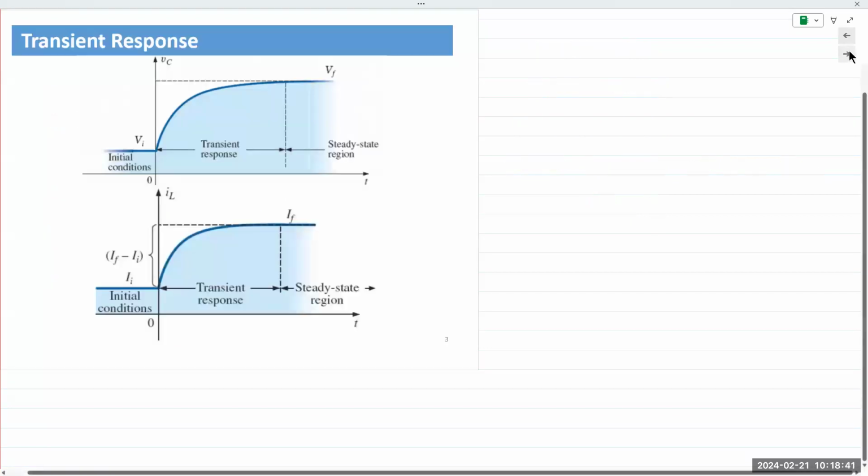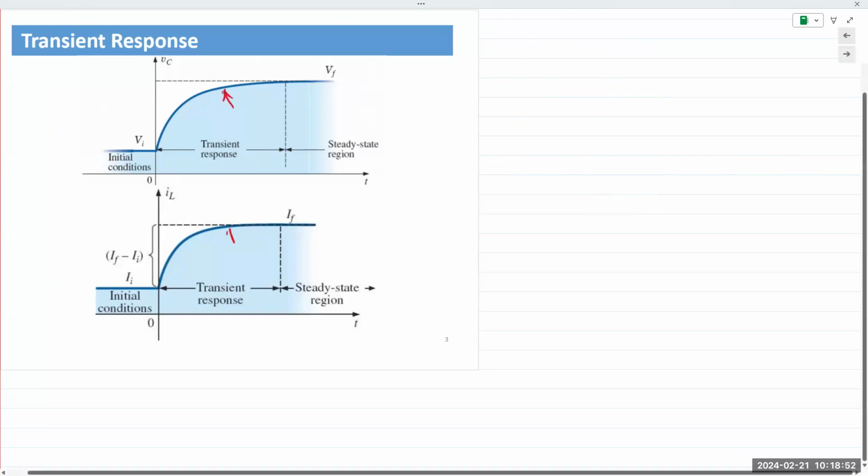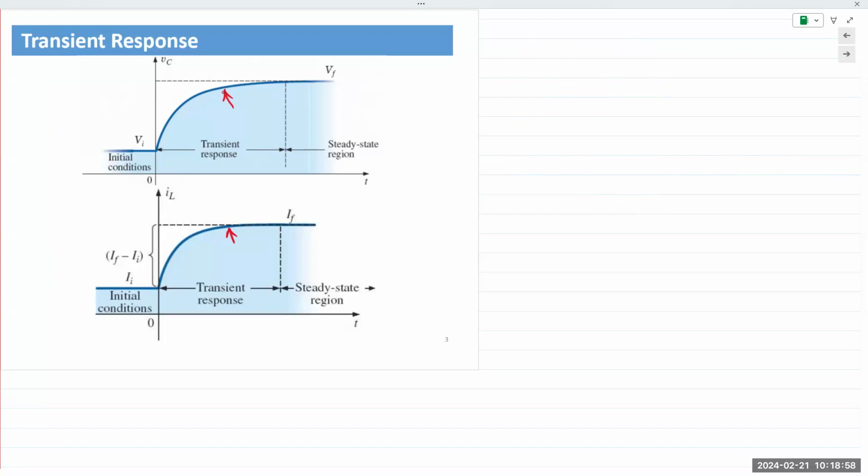And for all capacitors and all inductors, it follows a predictable path. All forms of voltage and current have an exponential form. Okay. So this is the voltage and current for a charging capacitor or inductor for that matter. It works for both L and C. It follows a predictable path or a predictable form, which is exponential in nature. So there are three phases in here.